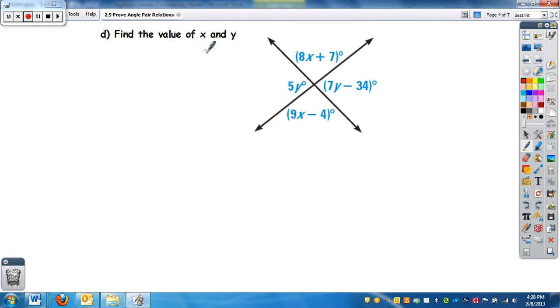So on this one, I need to find the value of x and y, so I need to figure out how the angles relate. And when we're solving equations, we want to have the same variable. You cannot solve equations particularly when you have two different variables, especially if you just have one equation. So here, notice I have 5y and 7y minus 34. So what type of angles are they? Well, they're across the intersection, so they are vertical. And I know all vertical angles are equal to each other, so I can say 5y equals 7y minus 34. Then I can solve.